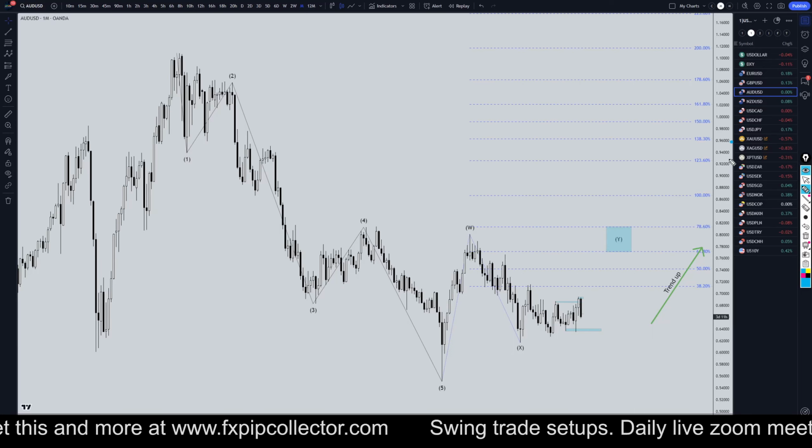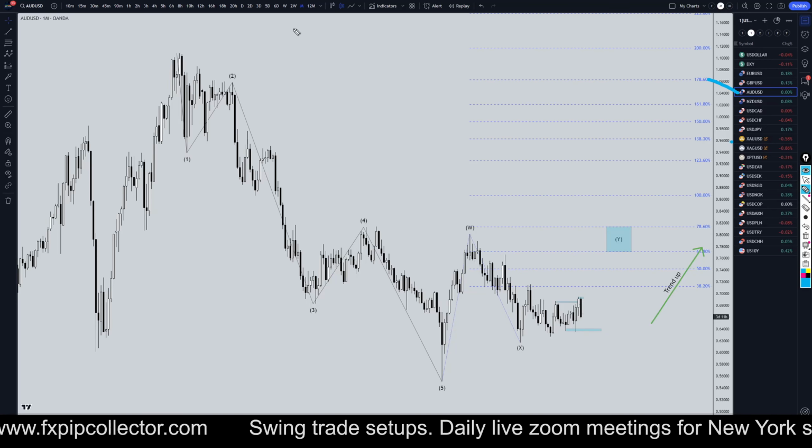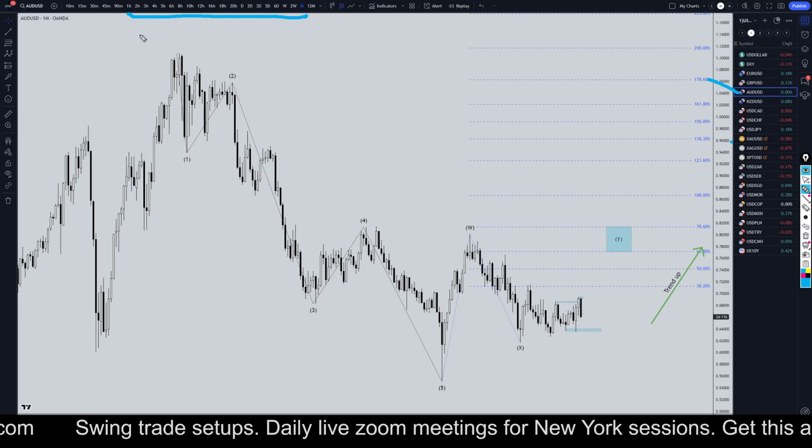Today is Monday, October 28th, and I'm going to be analyzing the Aussie US dollar, starting on the monthly, working my way all the way down to the 1 hour time frame for the full top-down analysis.